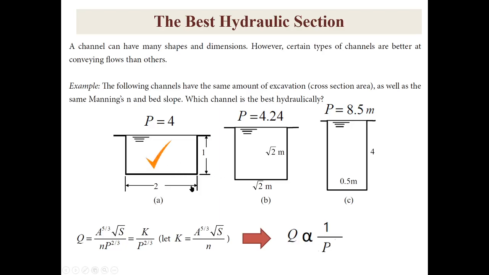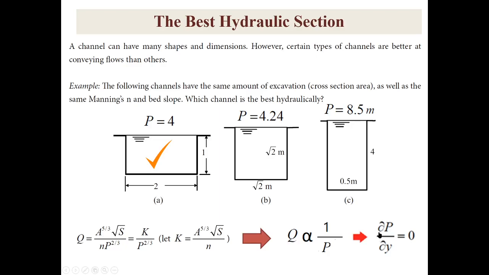Yes, you are right. This one is better because this cross section, or this shape, creates the less wetted perimeter. Therefore, in this slide, I want to get a conclusion that if you are going to increase discharge, you should minimize the wetted perimeter. Therefore, to minimize the wetted perimeter, you should take the derivative of the discharge with respect to y.